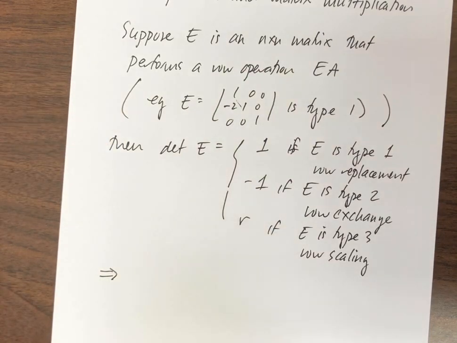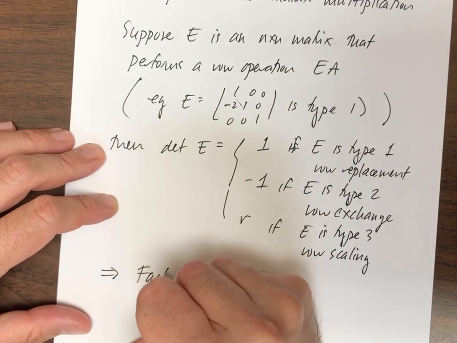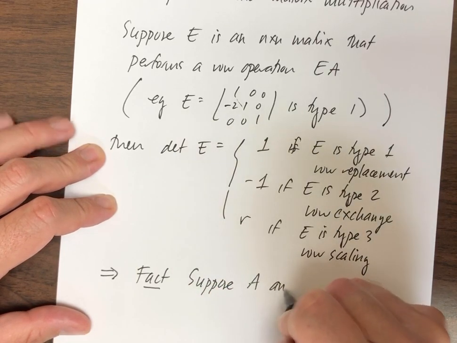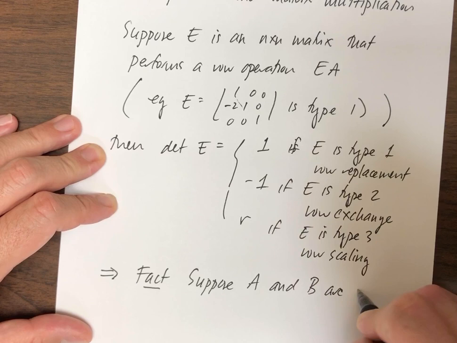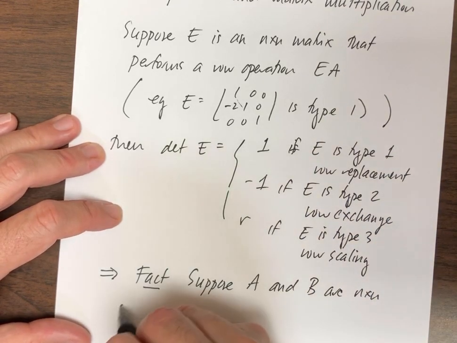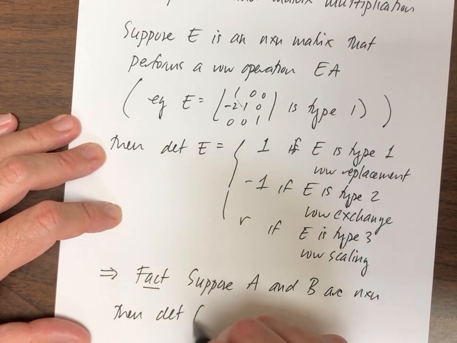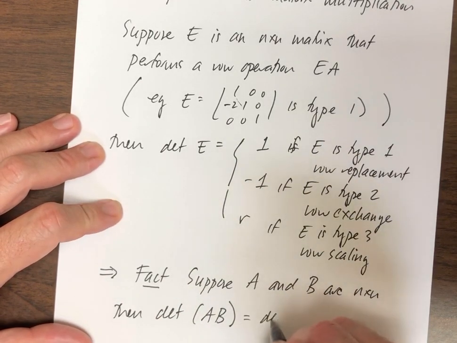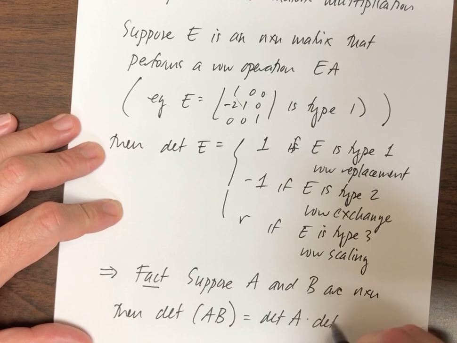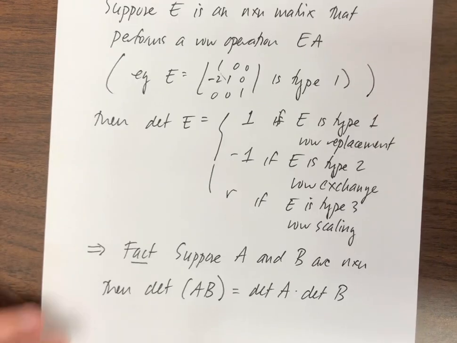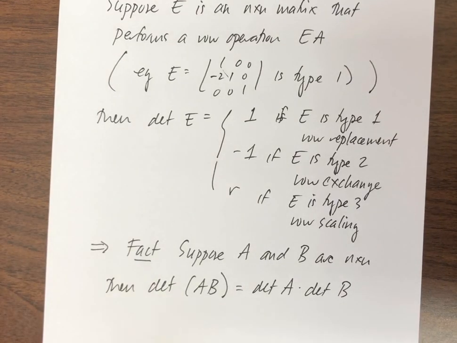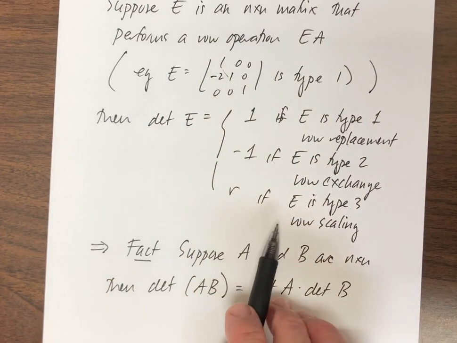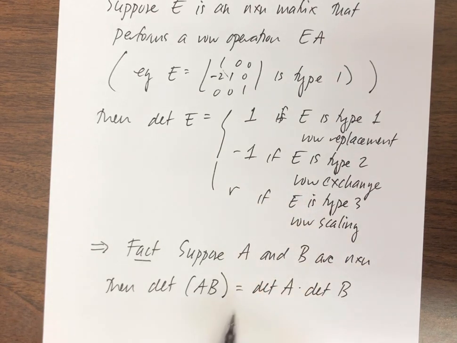I'm not going to go through the details here, but this actually implies another fact: if you take two n by n matrices, then the determinant of the product of those two matrices, which is another square matrix, is the product of the determinants of the matrices you gave me. Again, I'll let you check the book to see how this fact I sketched can be used to prove this.